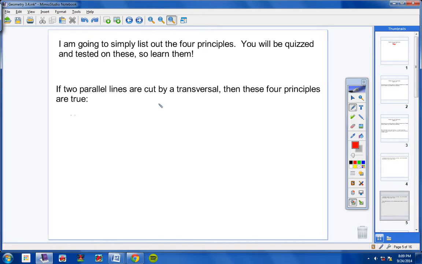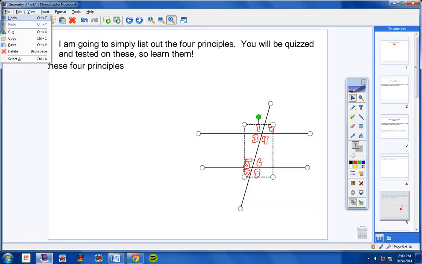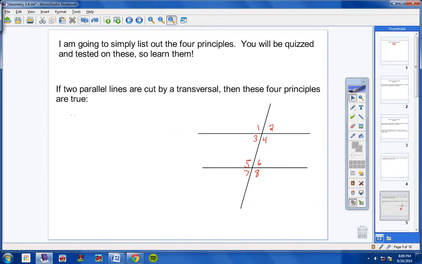Okay, here we go. If 2 parallel lines are cut by a transversal, then these 4 principles are true. And I'm going to go ahead and get a little picture up here if you'll give me a second to do that. And I would encourage you to write this down if I were you. I'm going to quickly number these angles. I would encourage you to do the same thing. 1, 2, 3, 4. And I should have already had this done. I apologize. 5, 6, 7, 8. Now let me quickly copy this. All right, and I think we're good.